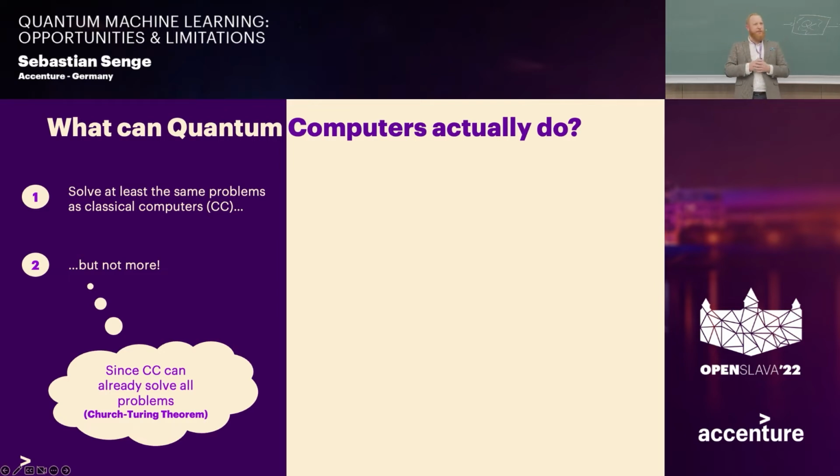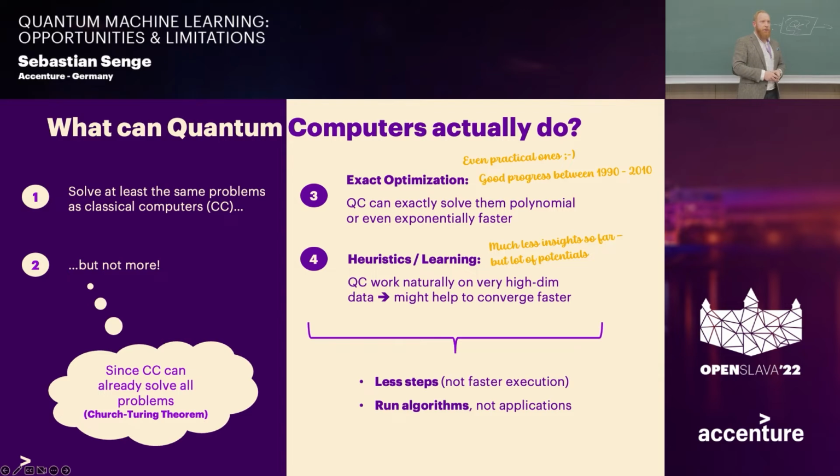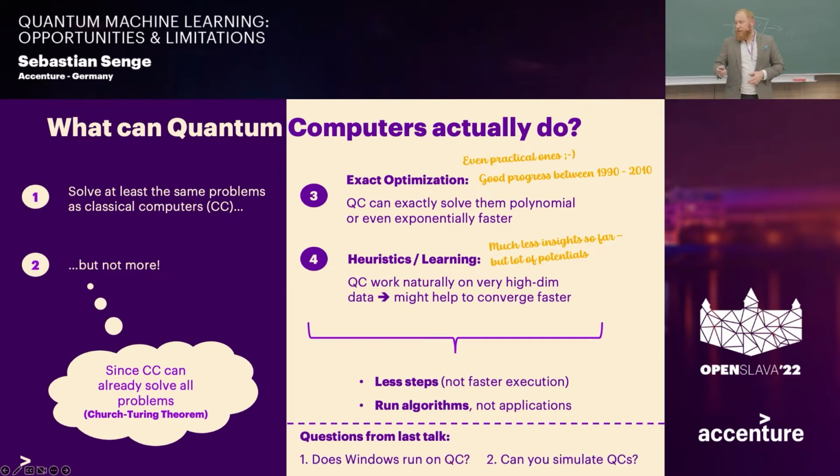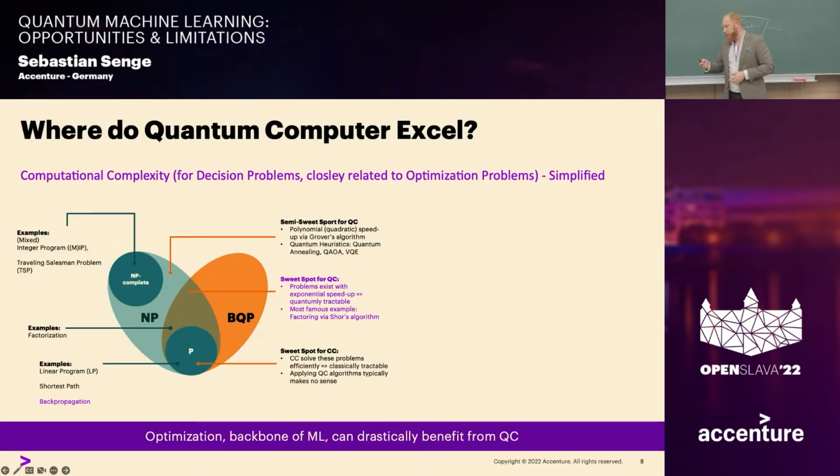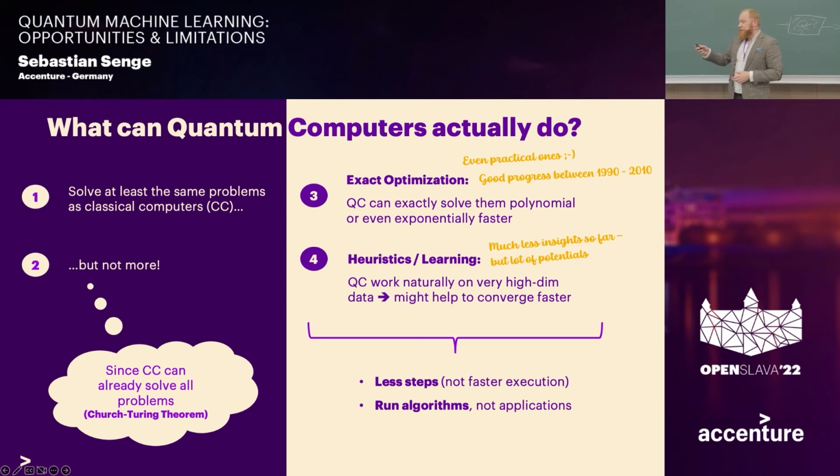So where's the difference if the set of problems are equivalent? And that is the right side here. The first difference is that for an exact optimization, for example, the traveling salesman problem where we want to know the perfect solution, quantum computers can solve them at least polynomially faster, and we'll see an example of that later on. And for some kinds of problems, we can even solve them exponentially faster, right?